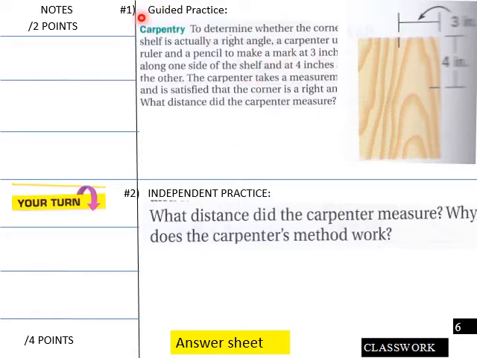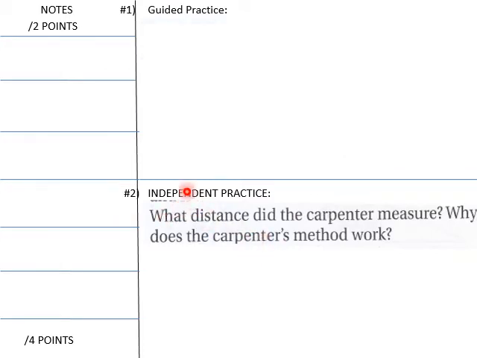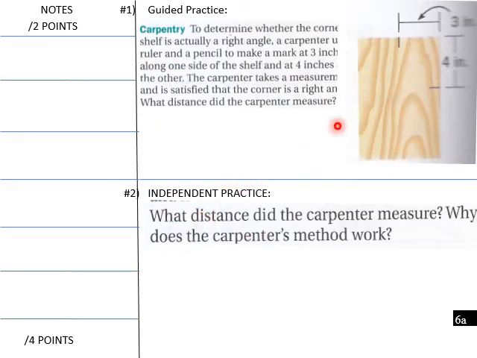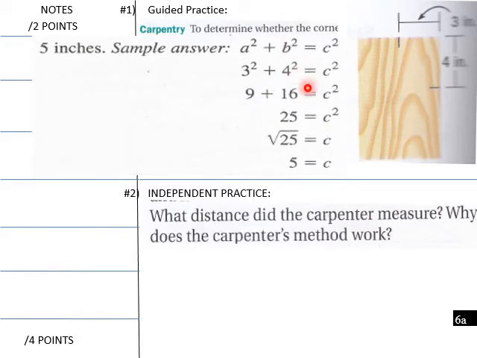So students, pay attention to the guided practice so you can do your independent practice. So here's the situation again. To determine that, 5 inches is the sample answer: a squared plus b squared equals c squared. So we have 3 squared plus 4 squared equals c squared. We would have a hypotenuse here. This would be a right angle here. We're trying to figure the distance between here and here, and we figured out that it's 5 inches. This is a 3, 4, 5 right triangle. So that would be the way that you'd figure it.